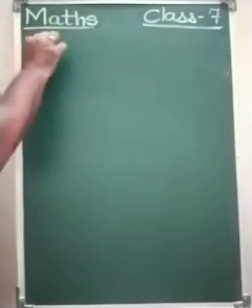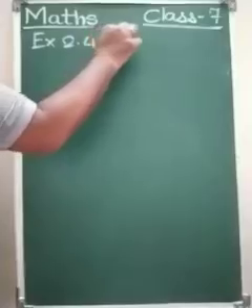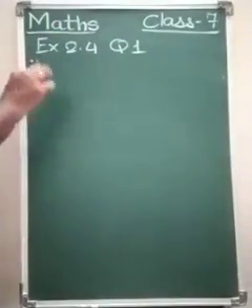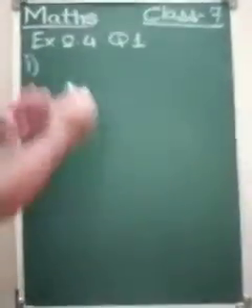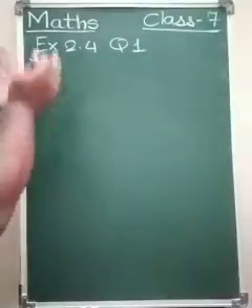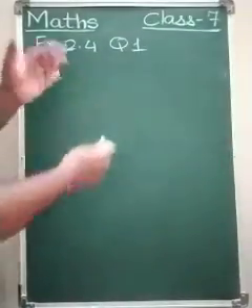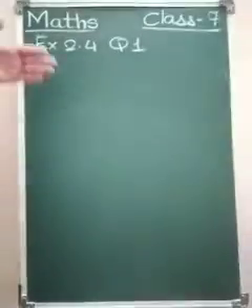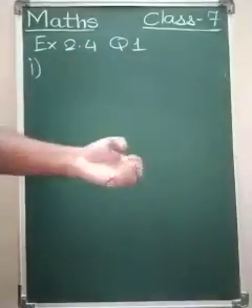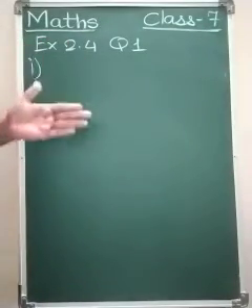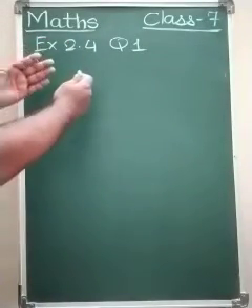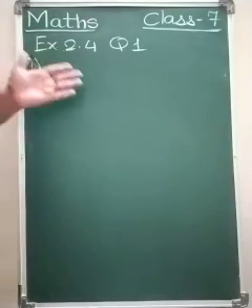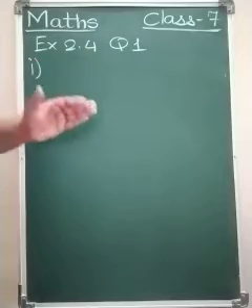So exercise 2.4, question number 1. Again the steps would be the same. A whole number divided by a fraction, a whole number divided by a mixed number, a fraction divided by a mixed number, a mixed number divided by a mixed number, then a fraction divided by a whole number. That also we are going to see. So the steps are the same. For addition also we have seen the same, for subtraction also, for multiplication also, and for division also.